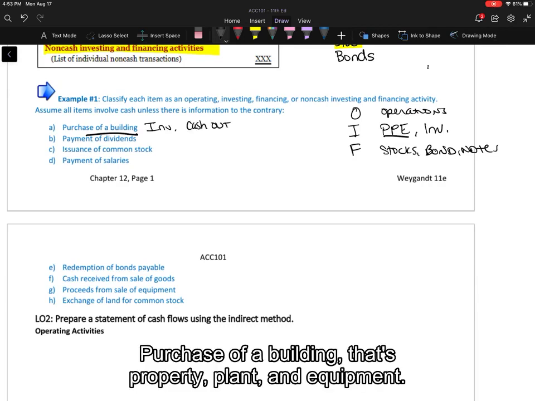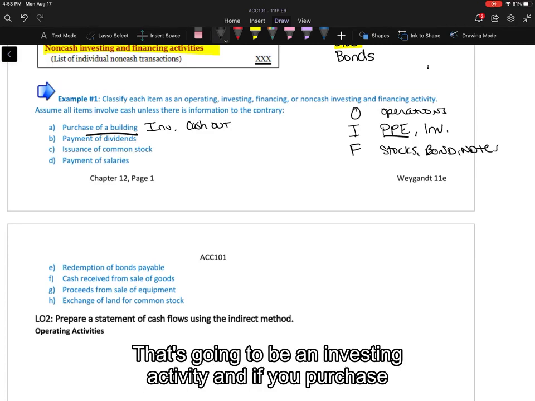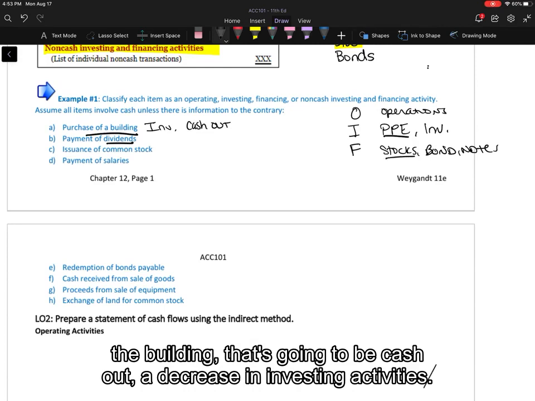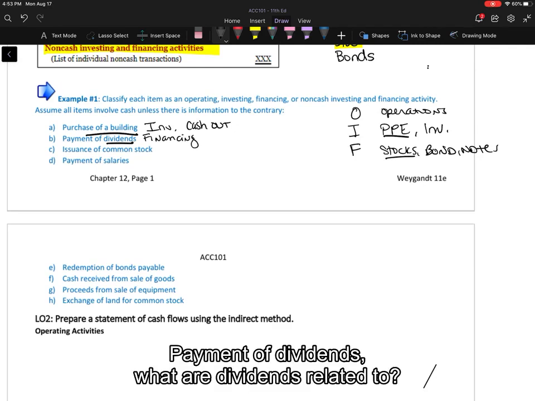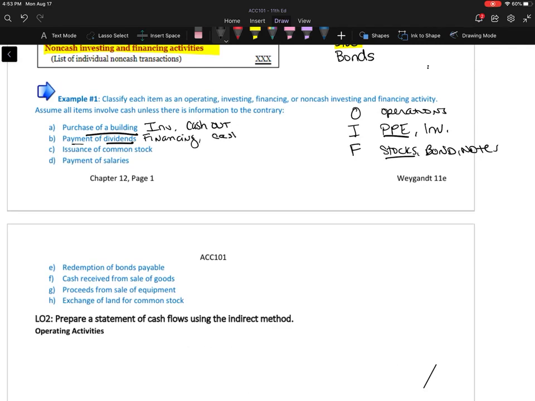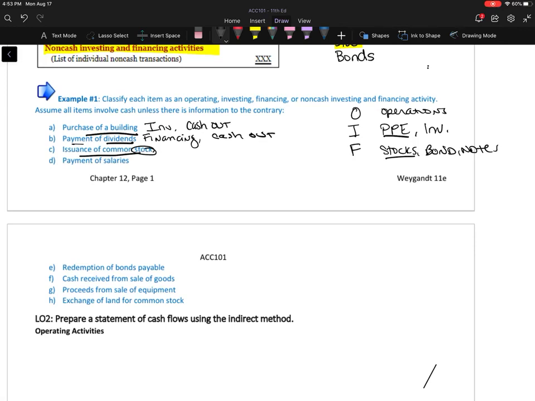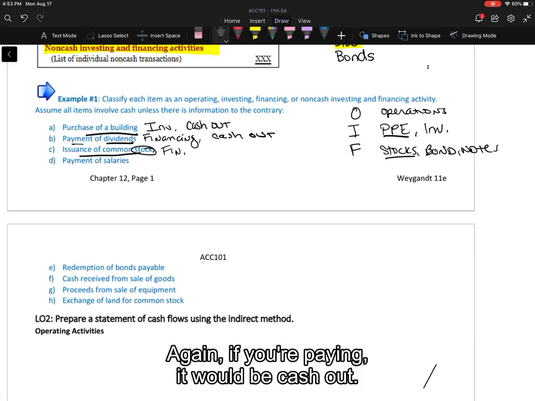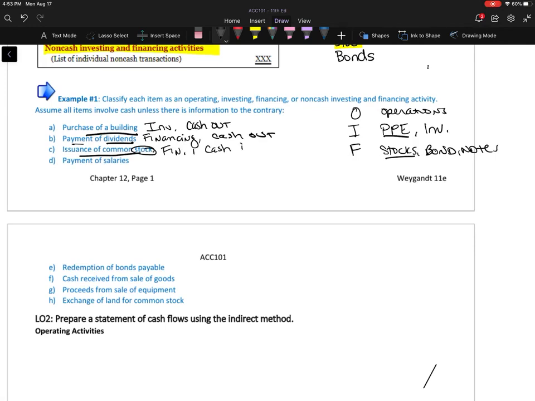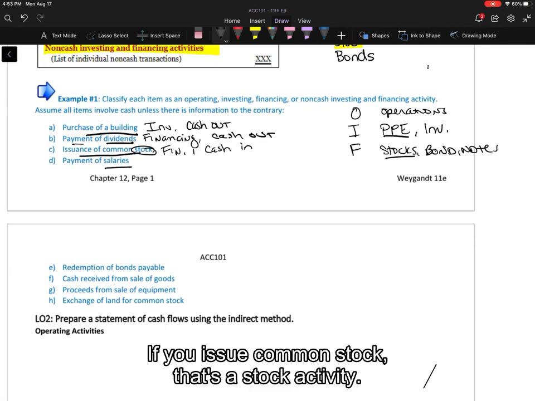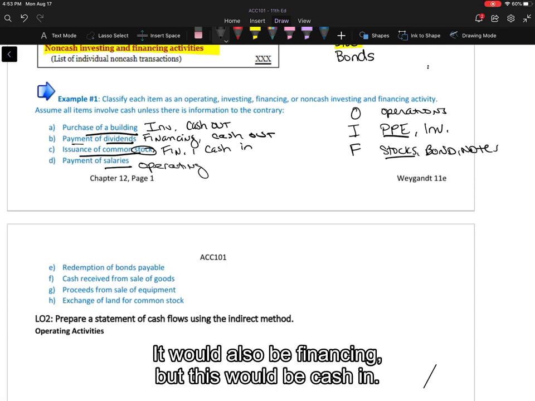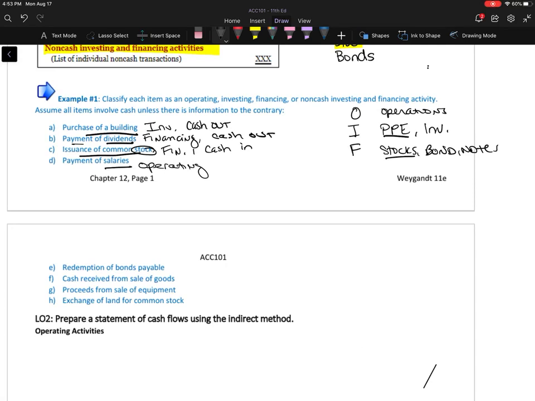Okay, so purchase of a building, that's property, plant, and equipment. That's going to be an investing activity. And if you purchase the building, that's going to be cash out, a decrease in investing activities. Payment of dividends. What are dividends related to? They're related to our stocks. So this would be a financing activity. And again, if you're paying, it would be cash out. If you issue common stock, okay, that's a stock activity. It would also be financing, but this would be cash in.